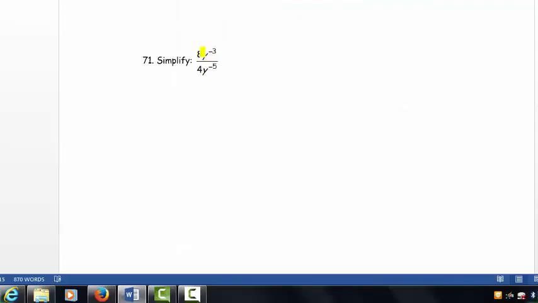Problem 71. We begin by reducing the coefficients. 8 divided by 4, that's 2. That goes in the numerator.